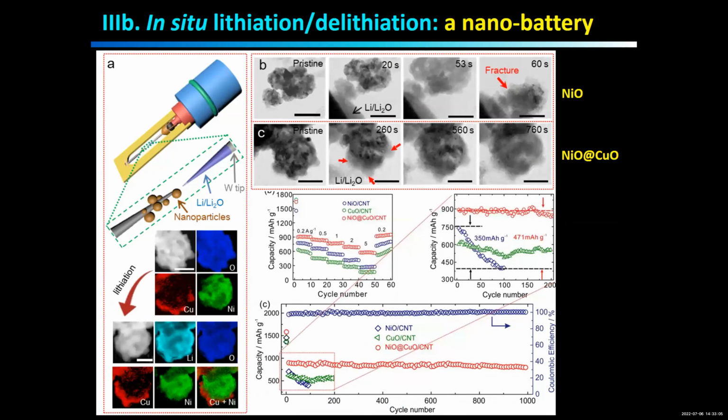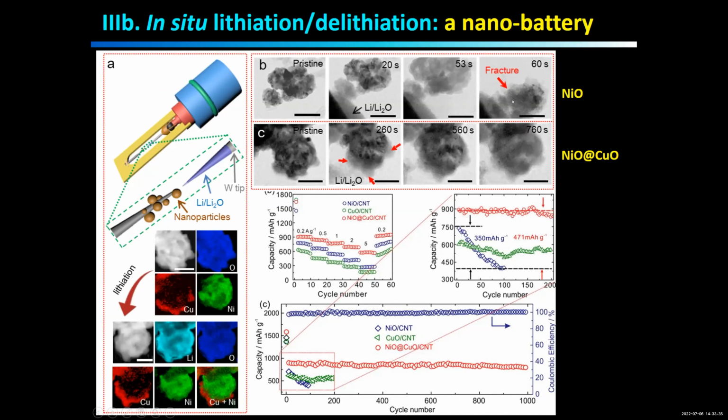So the next example is one of our most recent works. Here we use this nano battery to try to explain the performance of this core-shell electrode material. By preparing nickel oxide coated with cobalt oxide, the cycling stability can be greatly improved compared to the pure nickel oxide.